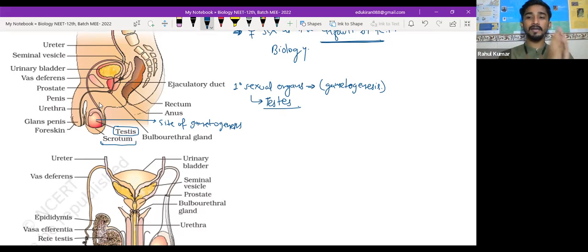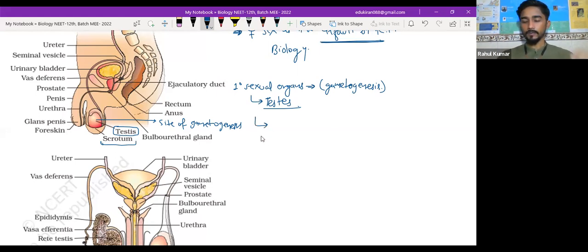When a male embryo is developing, during embryogenesis, testis is formed inside the abdomen, somewhere near the kidneys. So they are very up in the lower abdomen. Then just before the birth, the testes come down into the scrotum. Is it clear? That process is called descent of the testes.